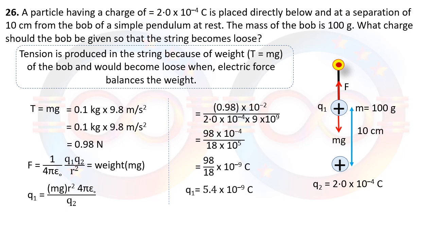On simplifying it, the value will come as 5.4 into 10 raised to minus 9 coulomb and it must be positive. If it is negative, it is going to attract the charge vertically below. Then tension will increase and the string will be further tightened. It will not be loose.